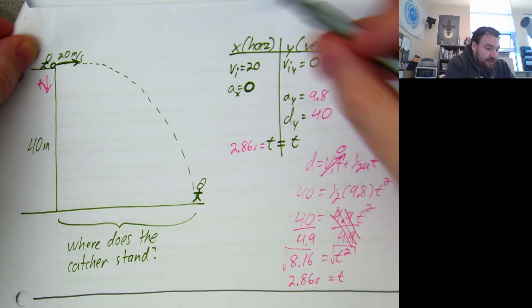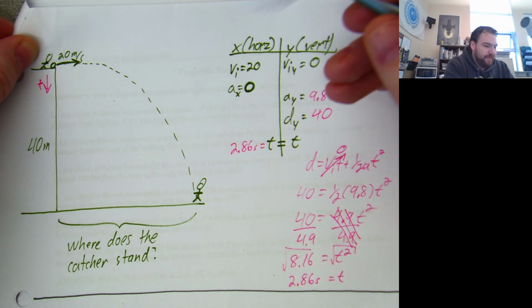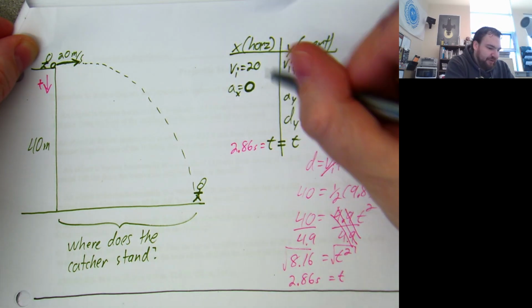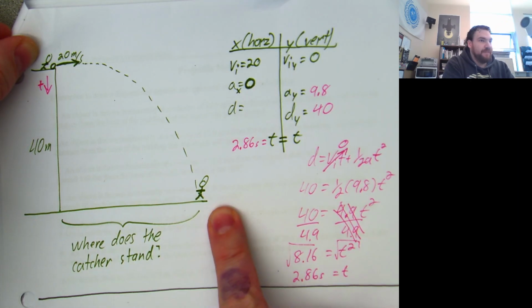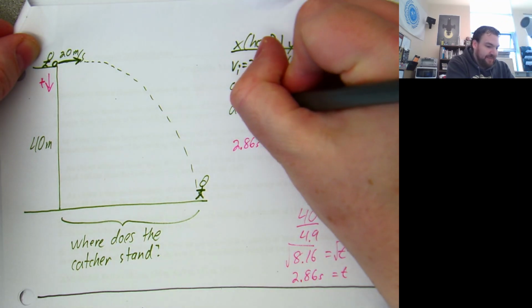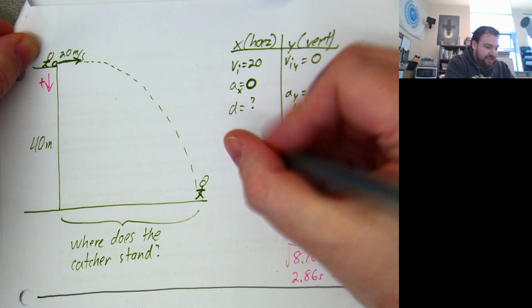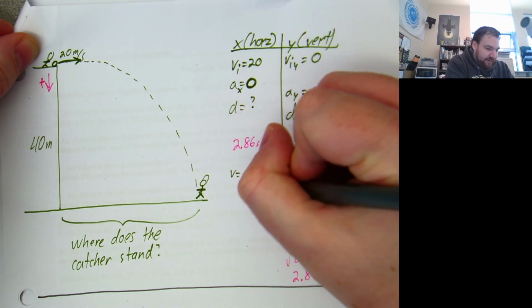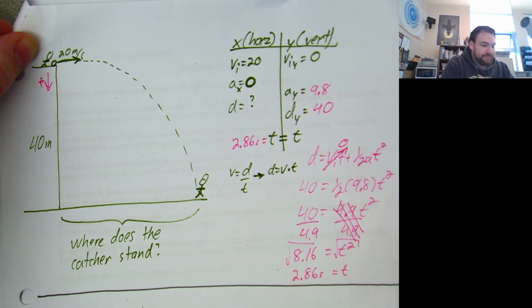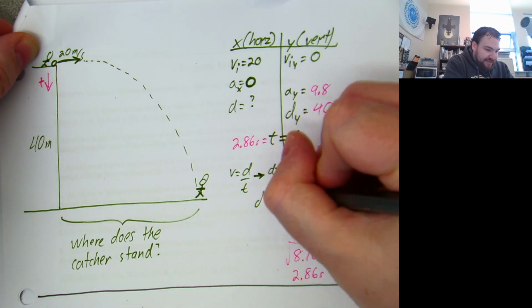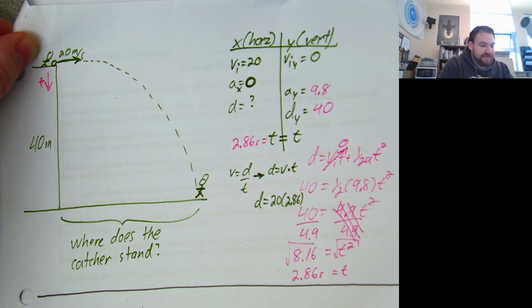So what that means is the VI is just V the whole time. So if there's no acceleration and we're looking for D, the horizontal distance away from the building that the catcher has to stand, this portion of the problem is a constant velocity problem. This is just going to be V equals D over T, and I want to solve for D, so D is going to be V times T. So then D is going to equal the 20 meters per second times 2.86 seconds.